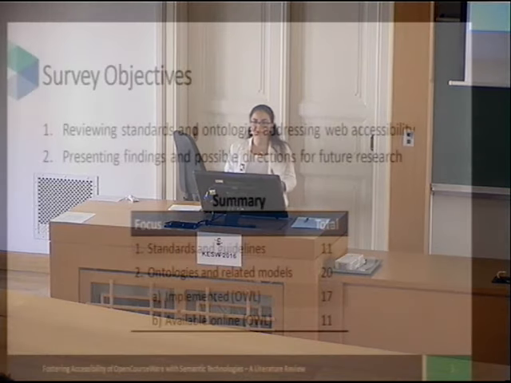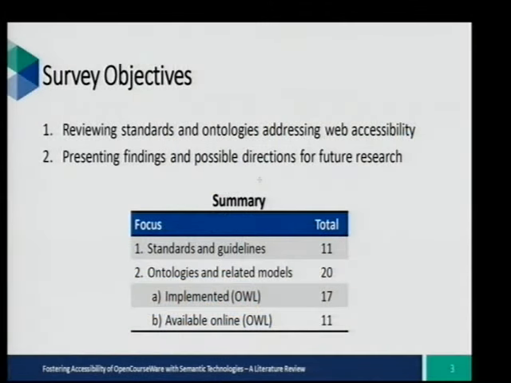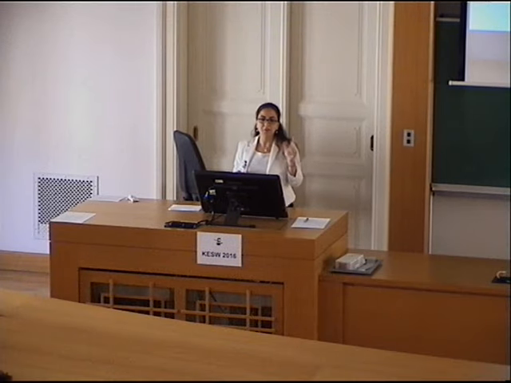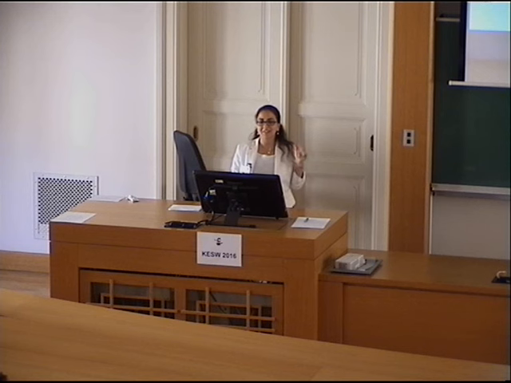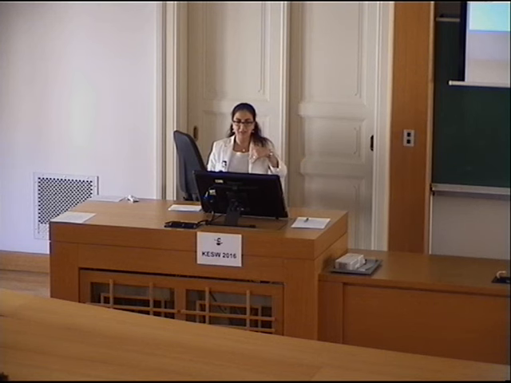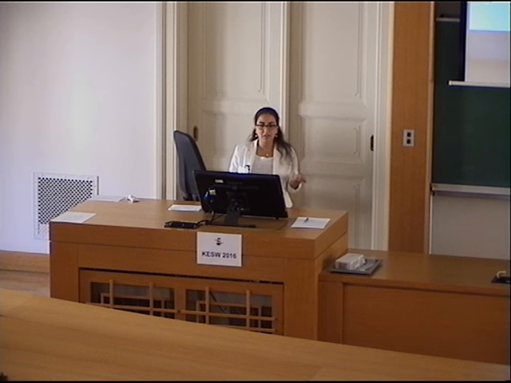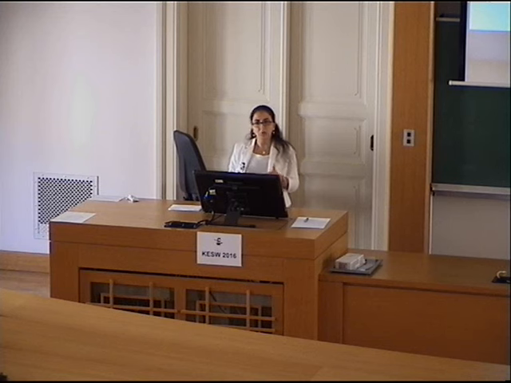The objective of our survey: we reviewed the existing standards and technologies and the available ontologies regarding web accessibility. And then we listed some findings and some gaps that we think we can work on, which will be future research directions. We focused on 11 standards and guidelines. I'll list them in the coming slides. And we investigated 20 ontologies. 17 of them are implemented with OWL, and only 11 of them are available online, which we could test and check.